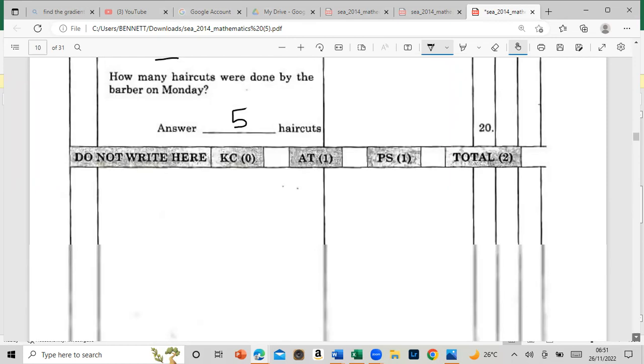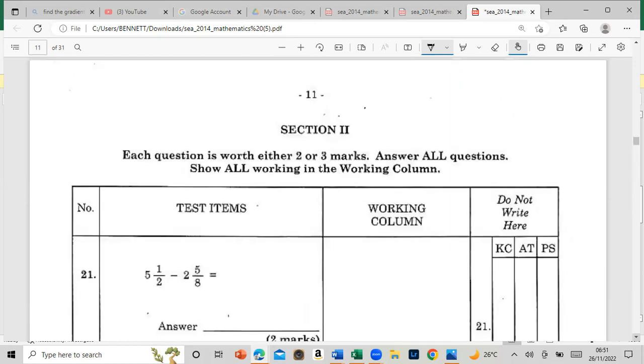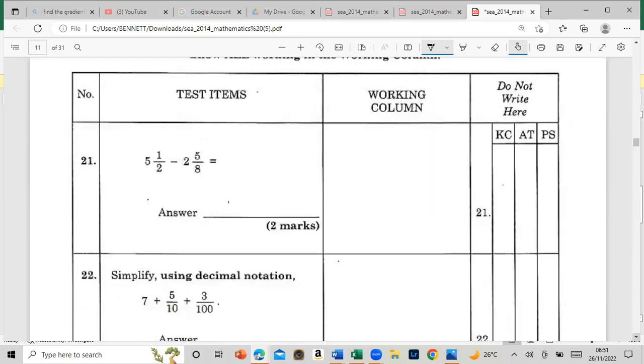Alright, let's move on to the fraction question. It's worth 2 marks. It says 5 1/2 subtract 2 and 5/8. So I'm going to change 5 1/2 to an improper fraction. Let me just write it up.